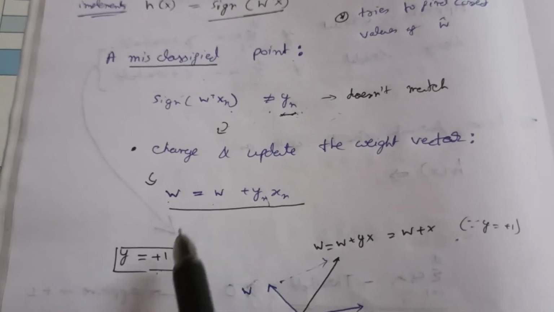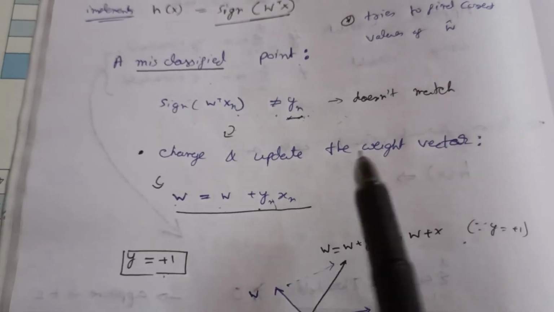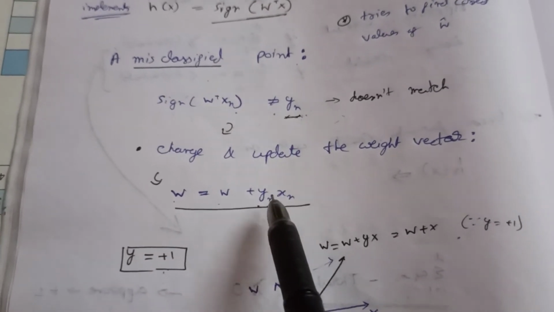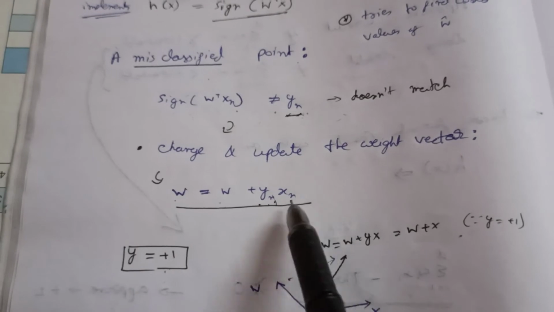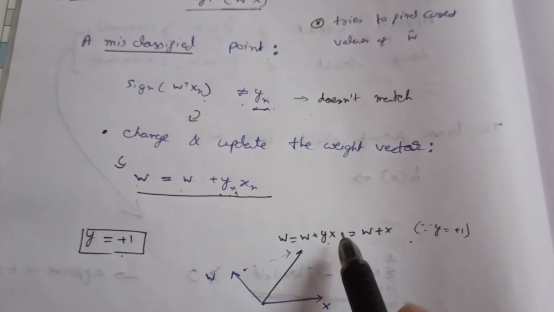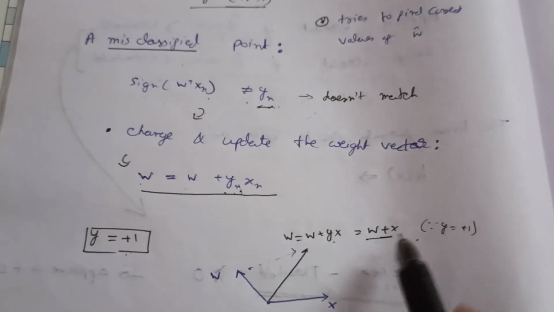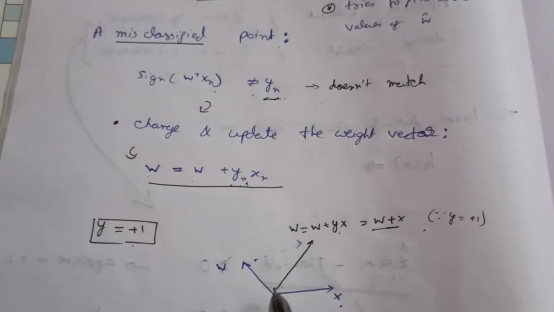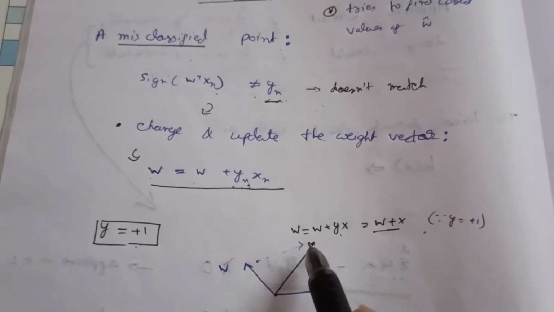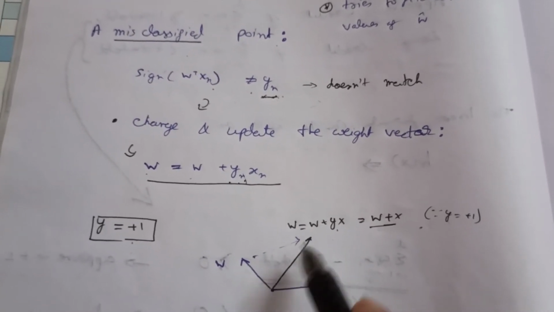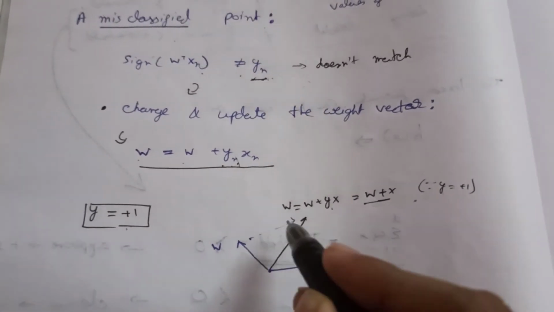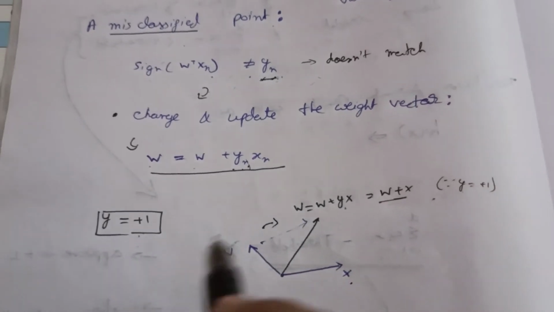So we do w plus yn xn. Since yn's value is plus 1, it becomes w plus x. This is the x vector and this is the w vector. If we do w plus x, the resultant will go in between w and x, so it will be moving towards our x vector.